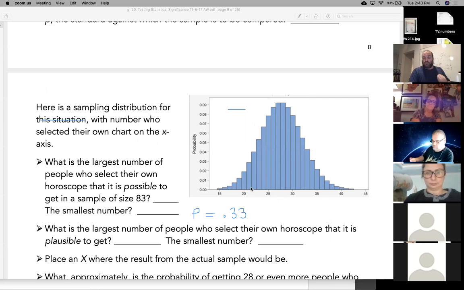We expect 28 people. Now, out of 83, what is the largest number that might actually pick their own chart? 83. What's the smallest number that might actually pick their own chart?